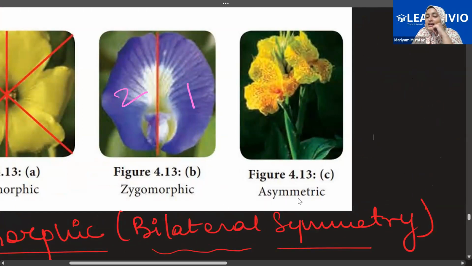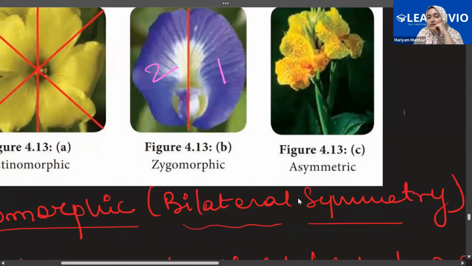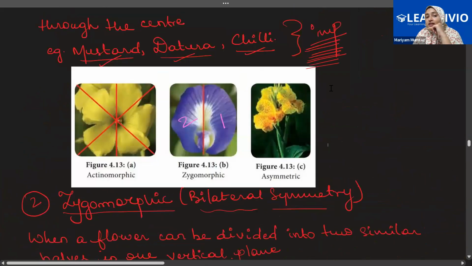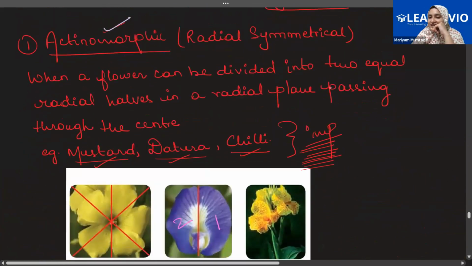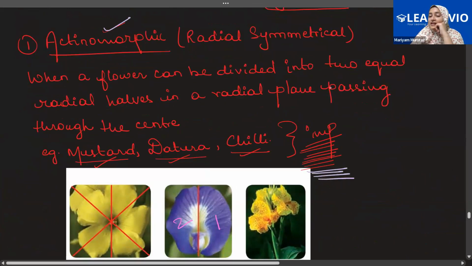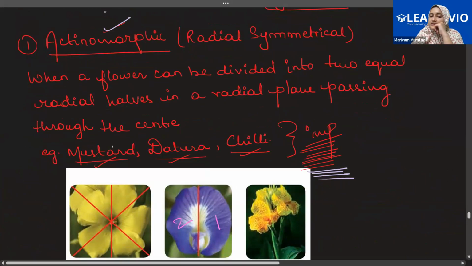Now the third case is asymmetry, meaning no matter how much you try, you can't divide it into equal halves. Now, examples of actinomorphic flowers, this is very important. See how many times I've underlined important? That is how severely important it is. I'll underline some more today. Actinomorphic flowers are those that have radial symmetry, and examples are mustard, datura, and chili.